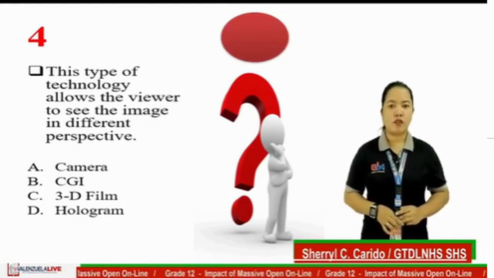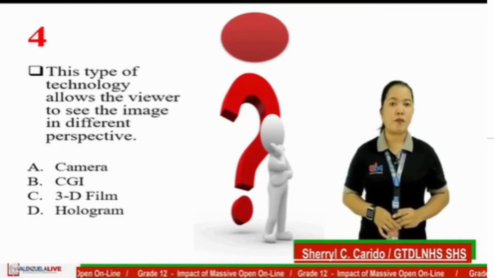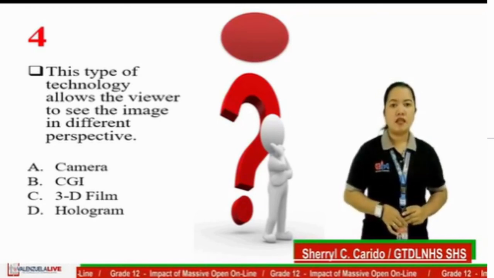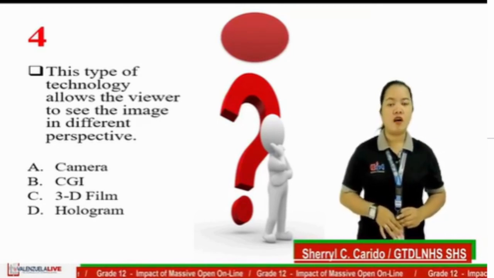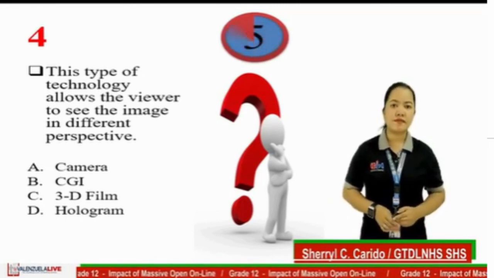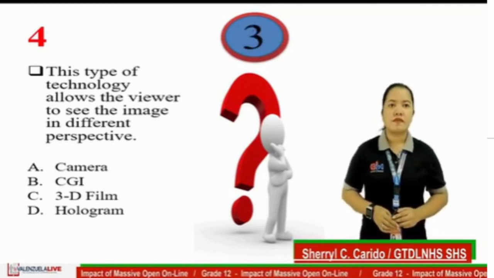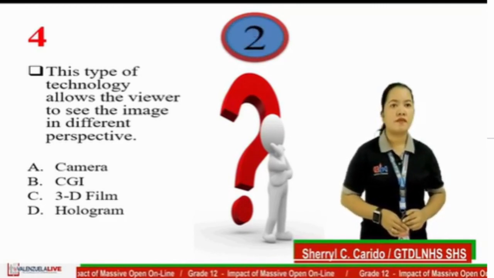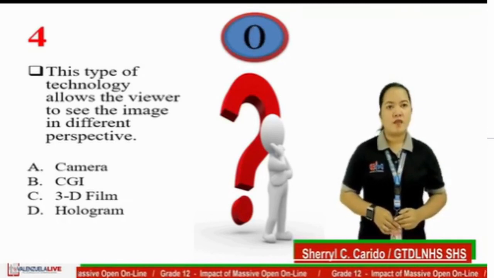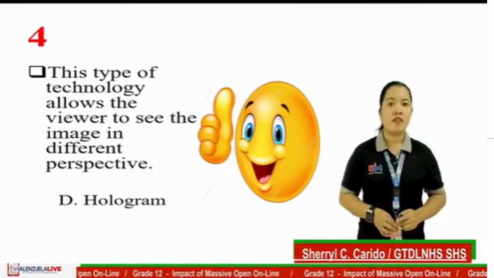Let's move on to the fourth question. This type of technology allows the viewer to see the image in different perspectives. A. Camera. B. CGI. C. 3D film. Or D. Hologram. Your 5 seconds starts now. Time is up. The answer is letter D.